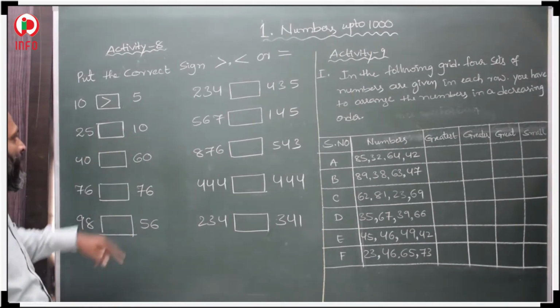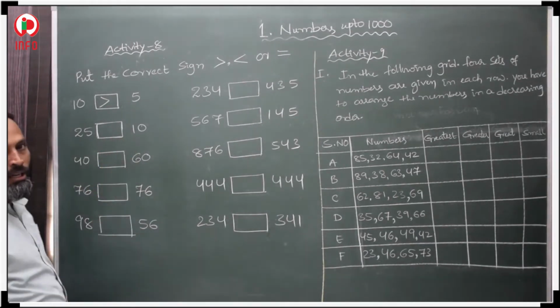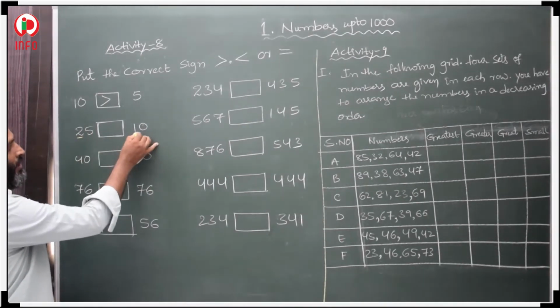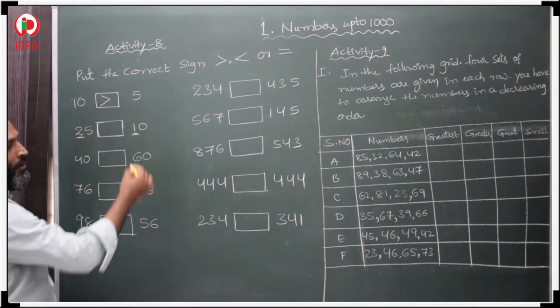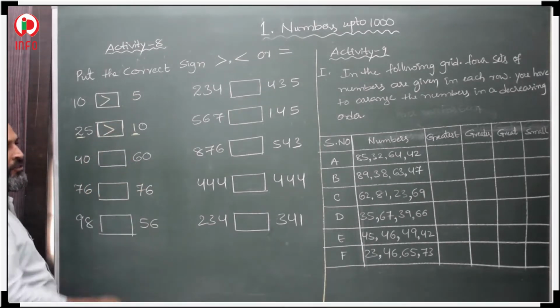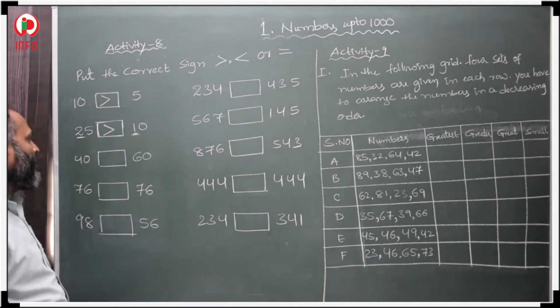25 and 10. In this, these two are 2 digit numbers. First we check tens digit. Here 2 is there and here 1 is there. In 2 and 1, 2 is bigger. It means 25 is greater than 10.